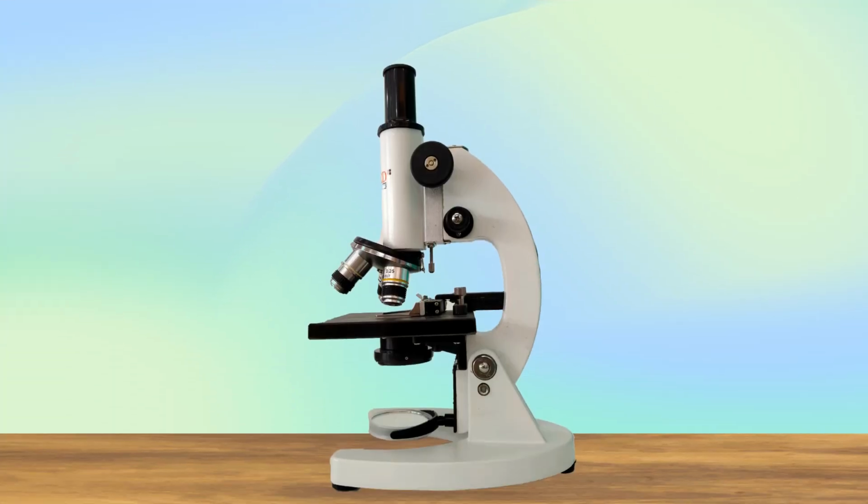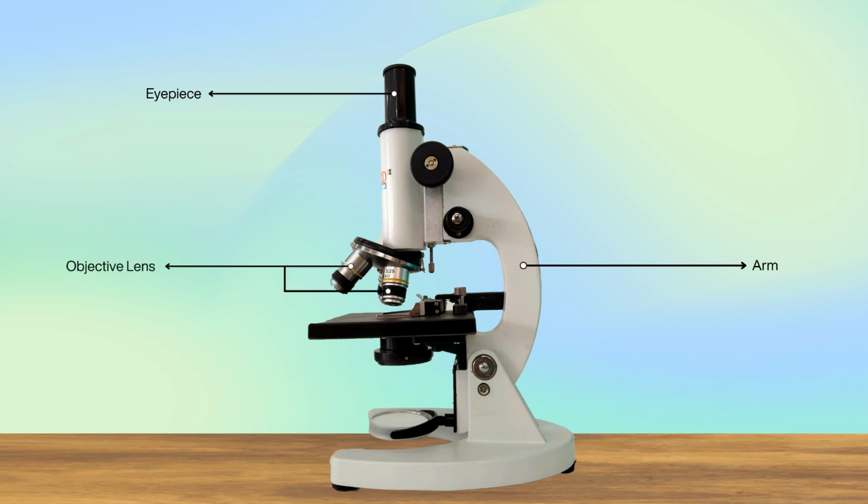Before we begin, let's quickly review the parts of a microscope. The eyepiece is the lens at the top that you look through, and it usually magnifies the image by 10. The arm supports the microscope and connects the eyepiece to the base. This section is used for carrying the microscope. The objective lens is located on the revolving nosepiece. These lenses further magnify the image, commonly by 4 times, 10 times, and 40 times.